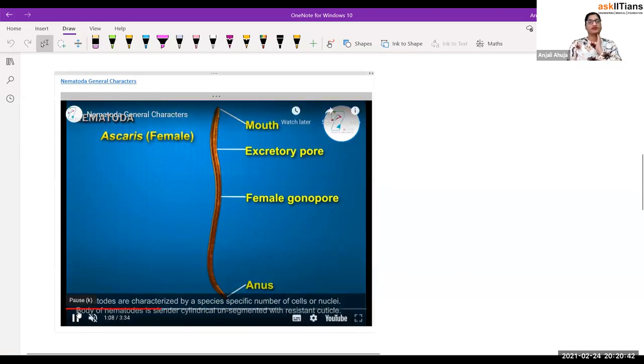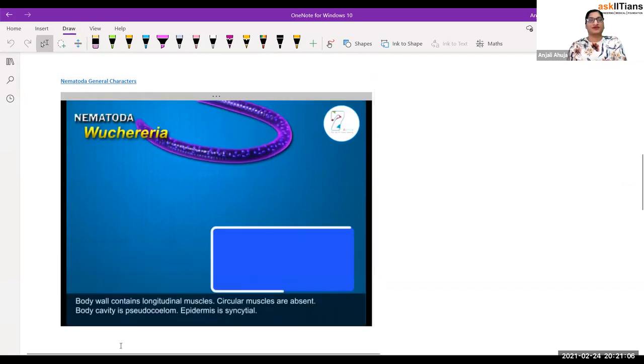Actually, you know what they are trying to say? That on their body, the very external layer, which is known as epidermis, has so many nuclei. Usually one cell has one nucleus, but in their epidermis many nuclei are present. That's what they are explaining. And the resistant cuticle is the very external covering of their body, so that they can harm us and grow inside.